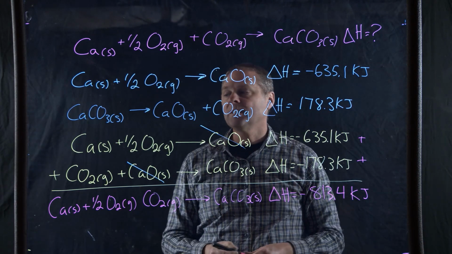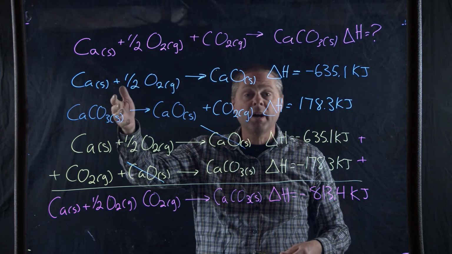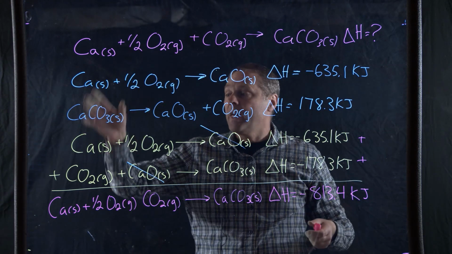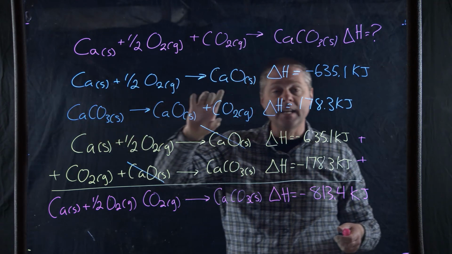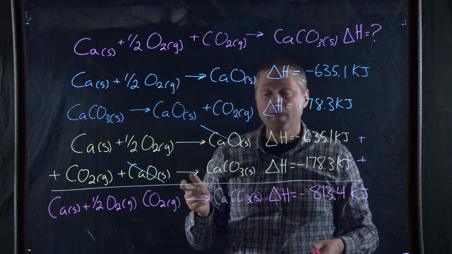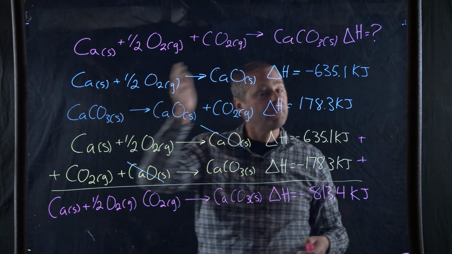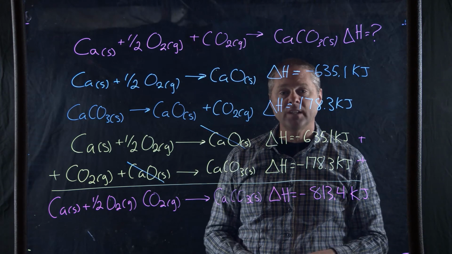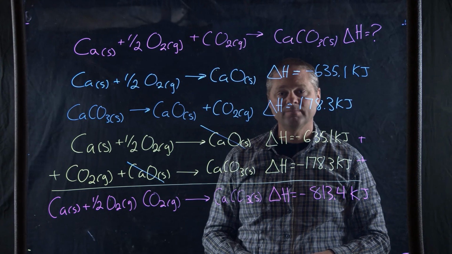In some instances, you may end up having to multiply an equation by a number, maybe by a half. If you multiply the equation by a number, you also have to multiply the delta H by that exact same number. If you have to multiply it by 1/2, you have to multiply delta H by 1/2. If you have any questions on these, feel free to let me know.